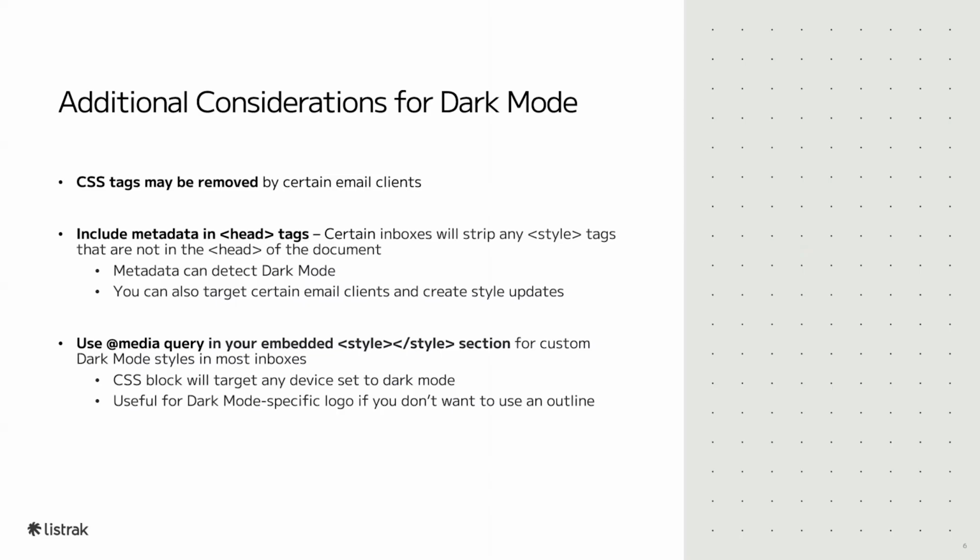Metadata can detect dark mode, and you can also target certain email clients and create style updates. Use @media query in your embedded style section for custom dark mode styles in most inboxes. This is especially useful for dark mode specific logos if you don't want to use an outline or a glow.